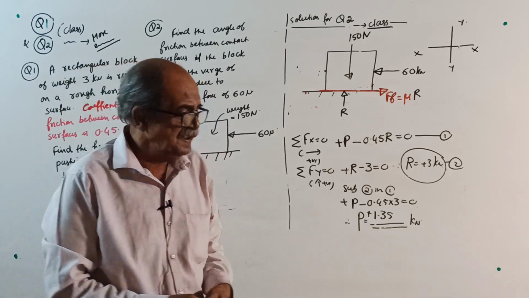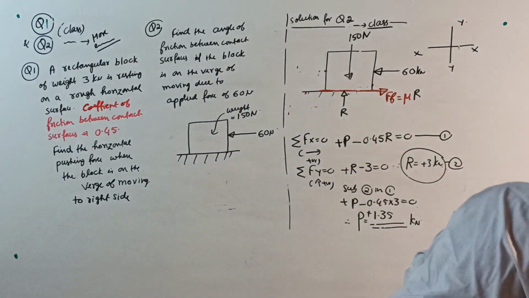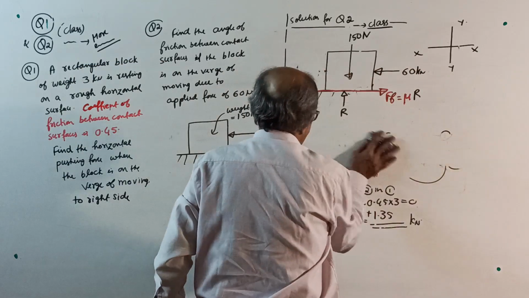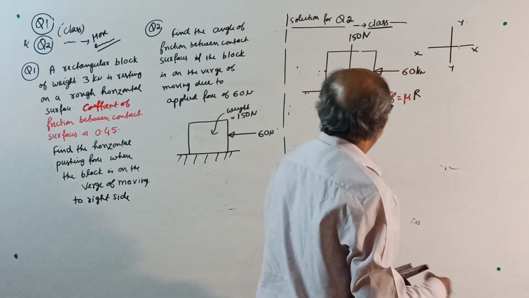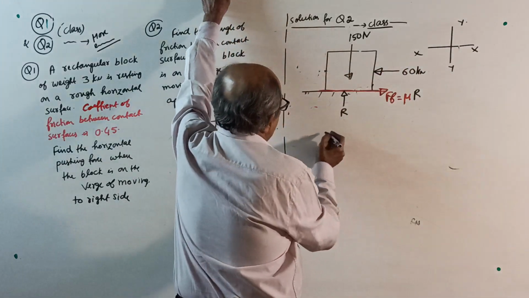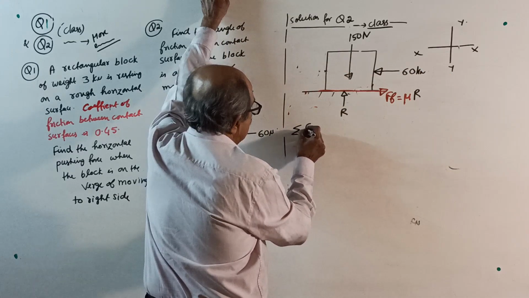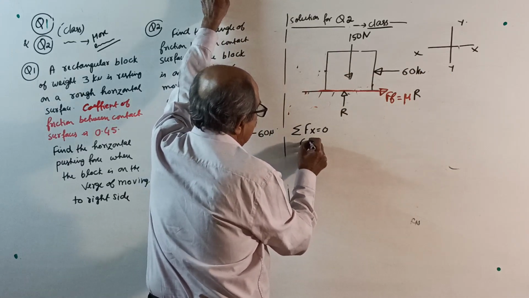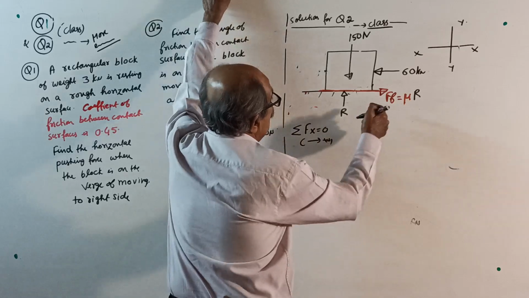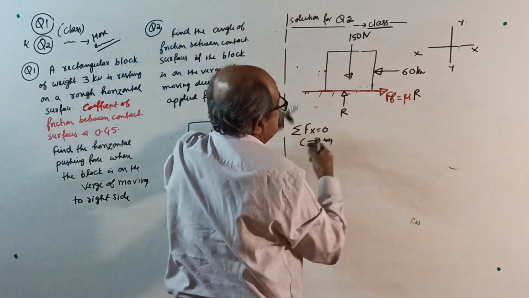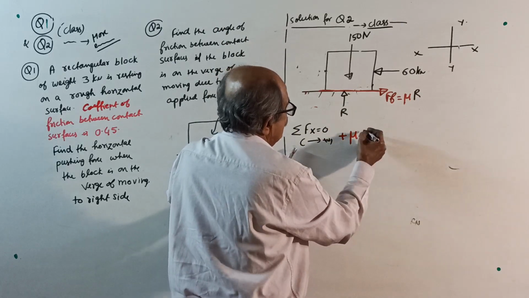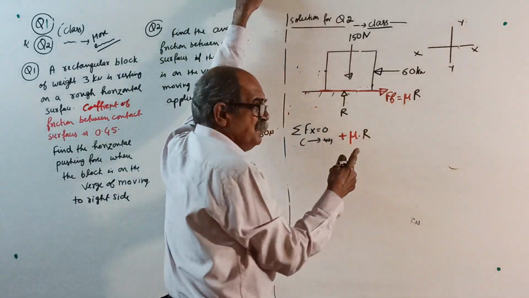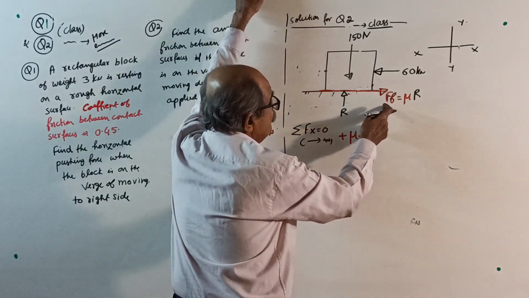Therefore, static equilibrium conditions are still applicable: sigma Fx equal to 0, sigma Fy equal to 0. Start now with sigma Fx equal to 0. Take right side positive. What do you get? Plus mu into R. We don't always put Ff; you put whatever is there, Ff equal to mu R.